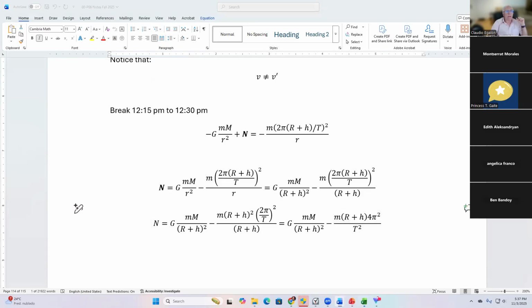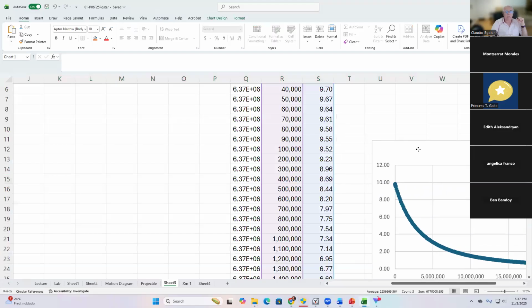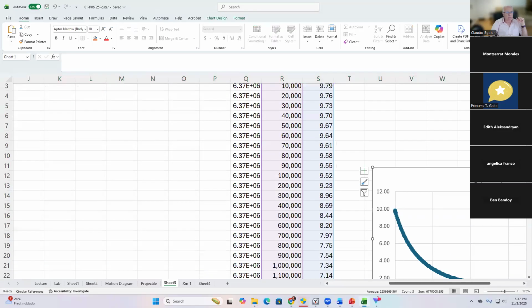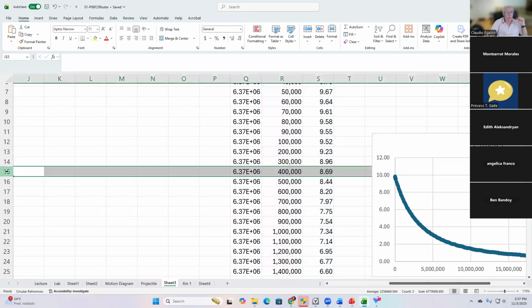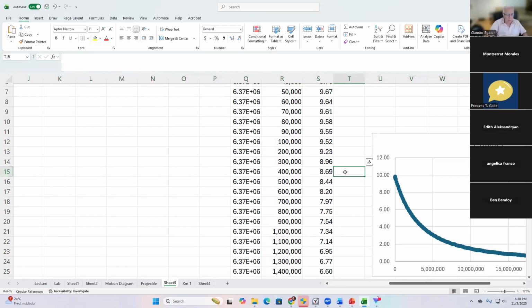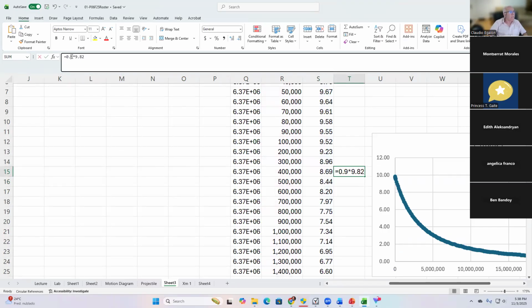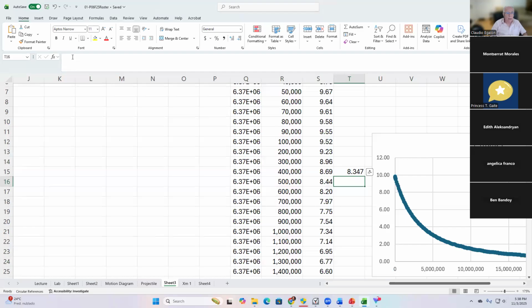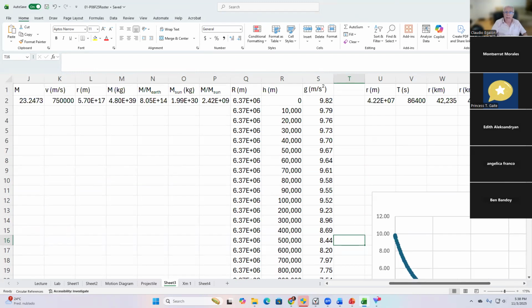Do you remember? We calculated the acceleration of gravity at different heights some time ago. Here you go, at 400 kilometers high, 400,000 meters, it is 8.69. 8.69 should be maybe 90% of 9.8. Let's see, maybe even less than 90%. 9.82. Yeah, it's less than 90%. So it looks like maybe 85%. Yeah, it's between 85% and 90%. And now let's calculate that.